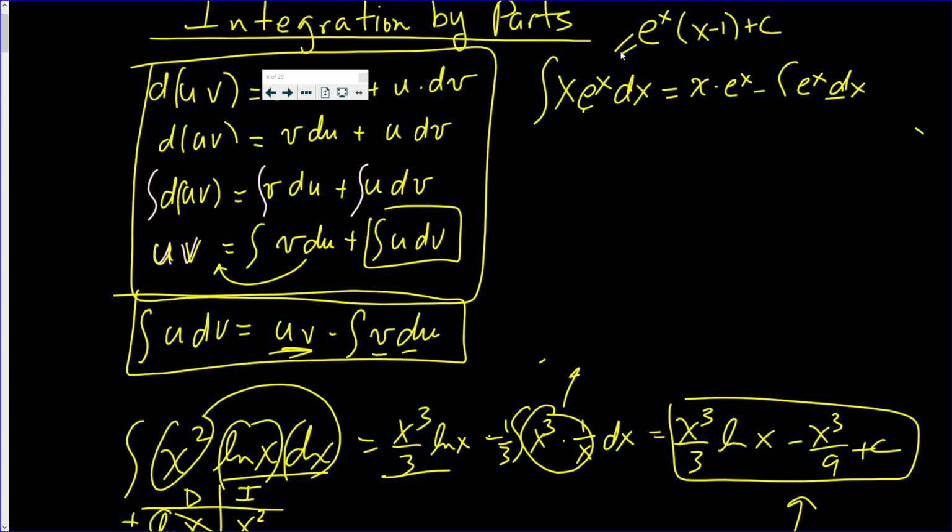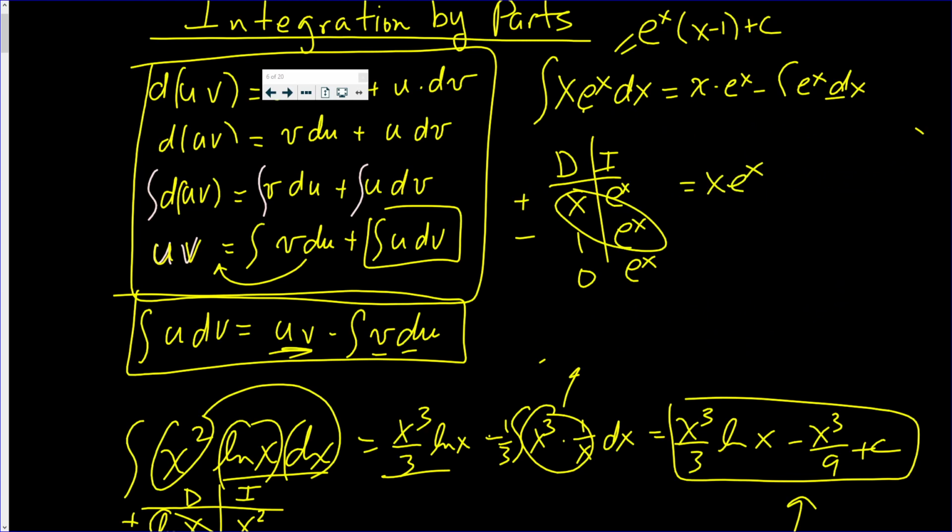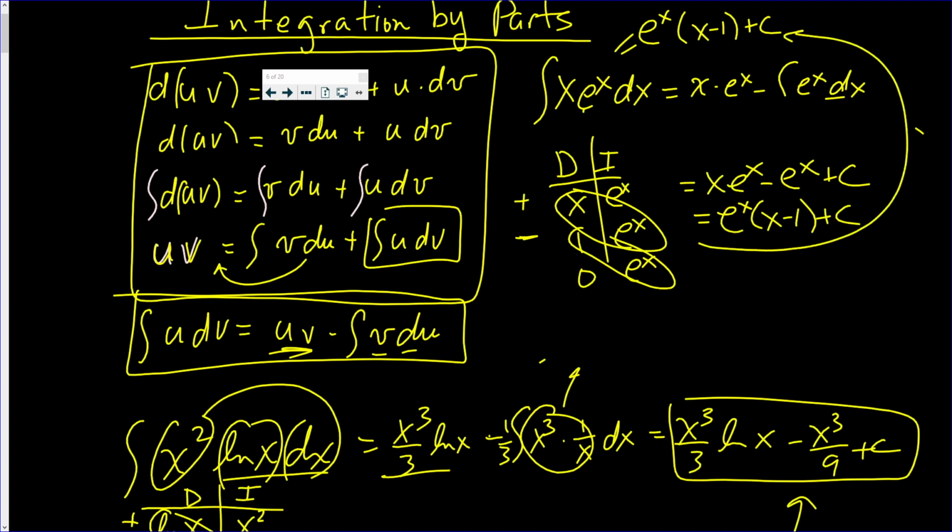So, I'm going to take the derivative of x, because that's going to go to 0 pretty quickly. x, 1, 0. The integral of e to the x is e to the x. So it's plus minus. It's plus that product. Look, I'm done. Plus that product minus this product. Done. Next problem. If you want, you can factor out the e to the x like I did, but I'm done. Same answer. 1, 2, 3.